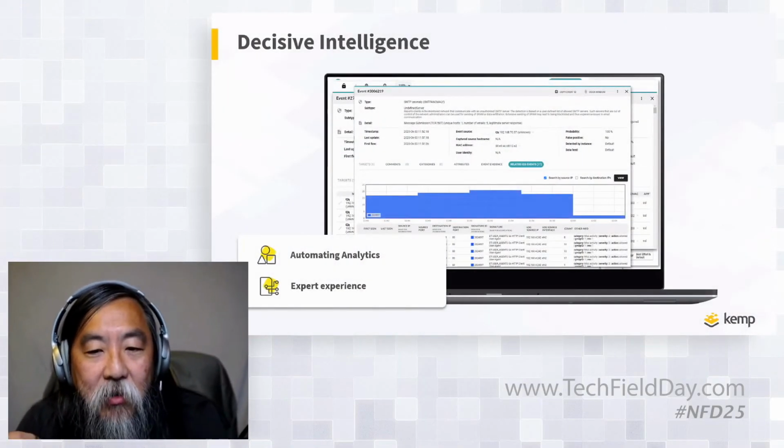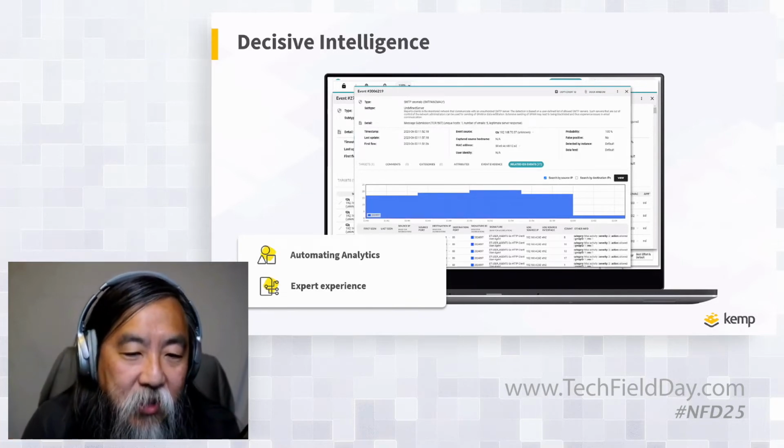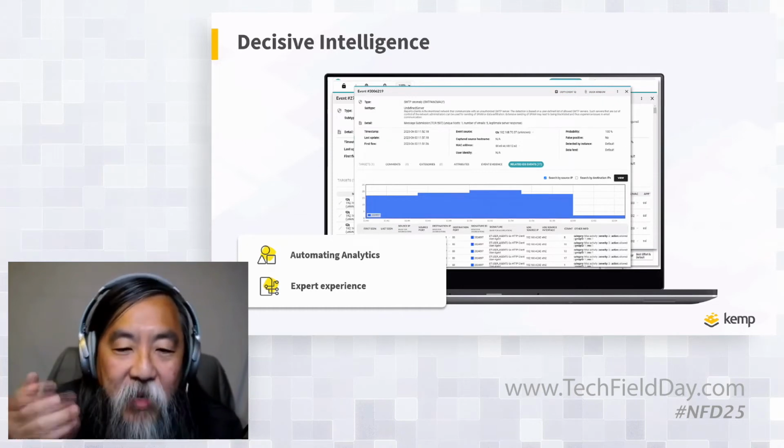And for example, in this case, we can see messages indicating that somebody is running an unauthorized SMTP server. They're running it on their machine at their desk, or on their laptop or something like that. And the case may be that number one.